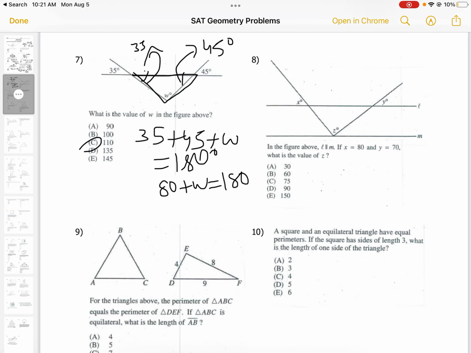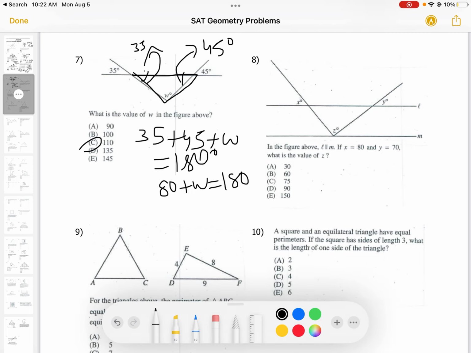Alright, number 9. Sorry, not number 9. Number 8. Okay. In the figure above, line L is parallel to line M. If x is equal to 80 and y is equal to 70, what's the value of z?